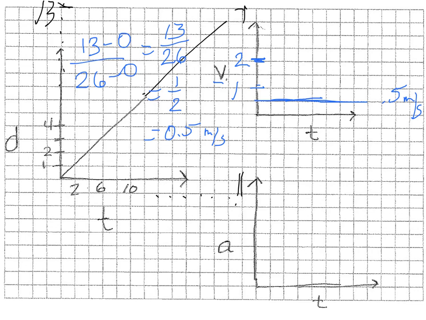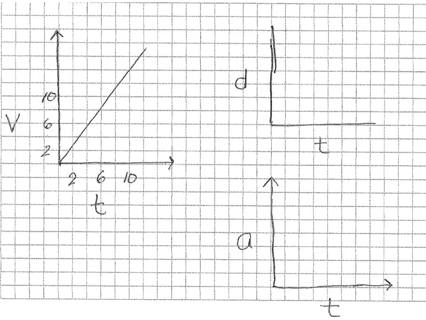Okay, so now this velocity is not changing. So is the object accelerating? No. So acceleration would be 0. So the acceleration would be along the 0. Now this one is a little bit different. We have a velocity time graph. We know we can find a displacement, and we know we can find an acceleration.